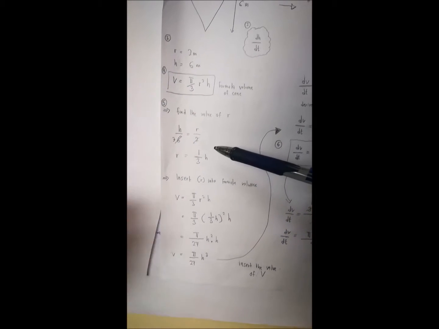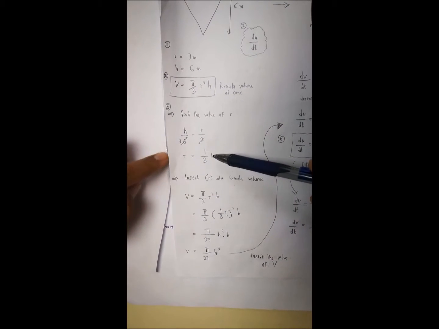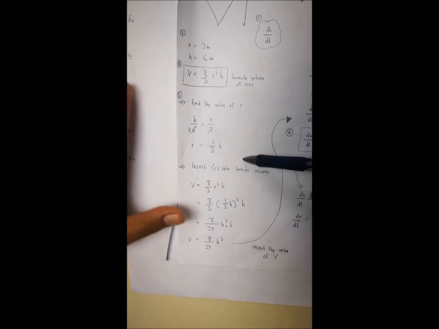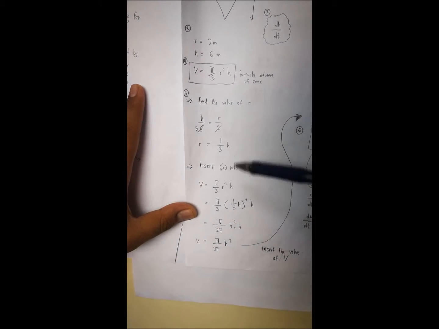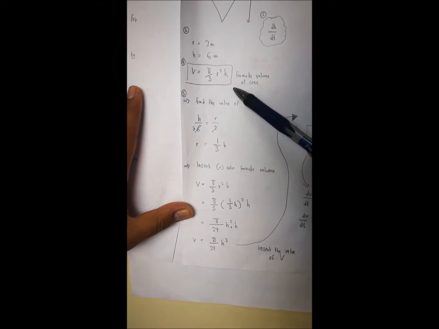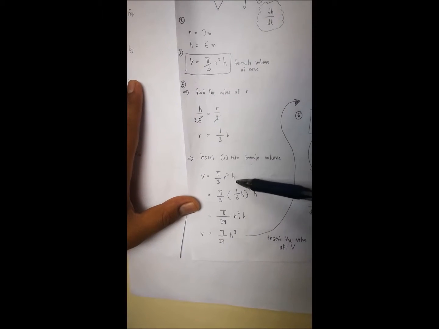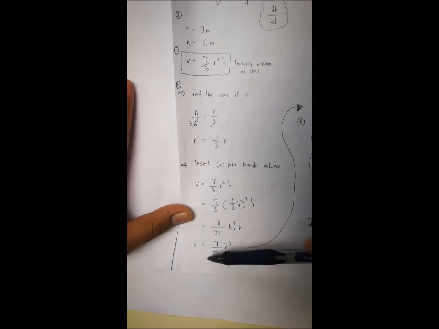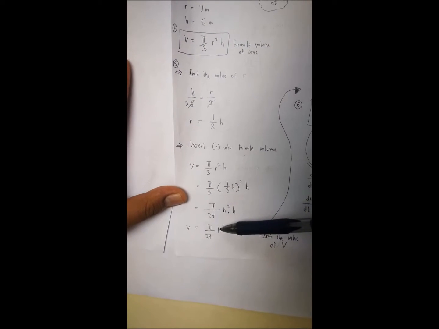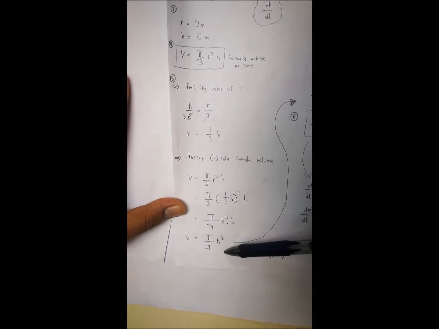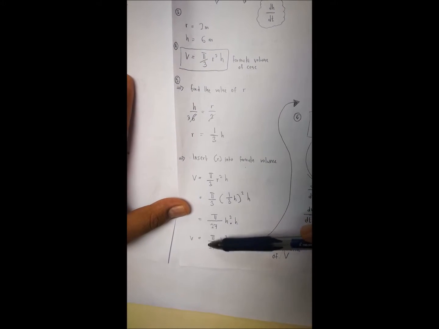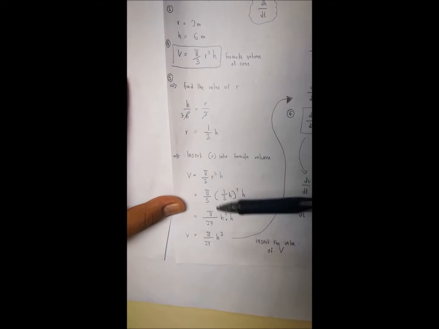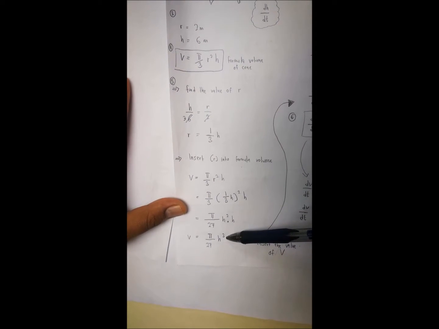Then after we get the value of R, we are going to substitute the value into the general equation at first. Then we do the process here, and we get a new equation which doesn't have the value of R in it. So we have V equal to pi over 27 times H cubed.